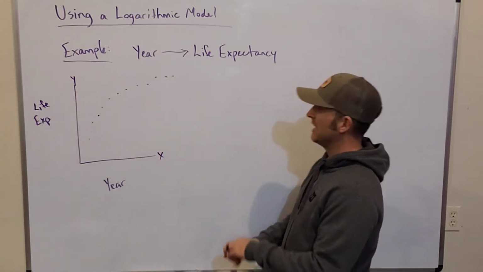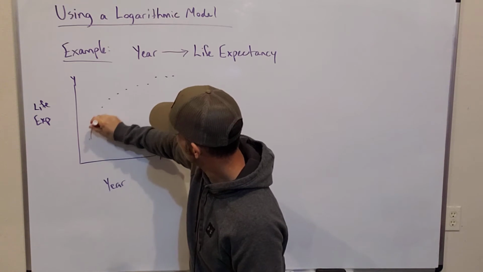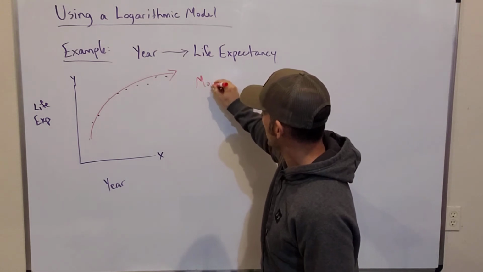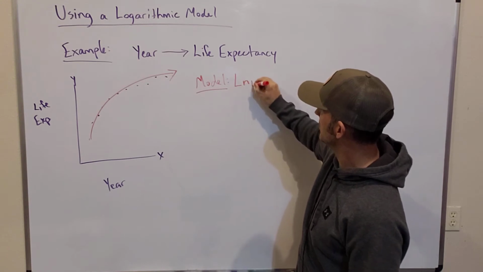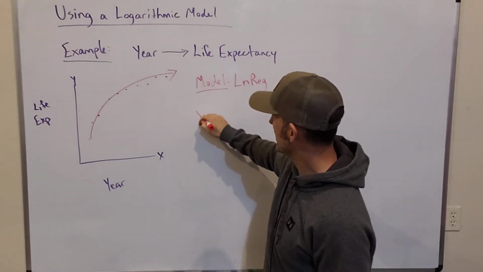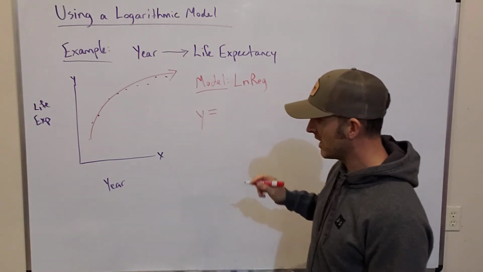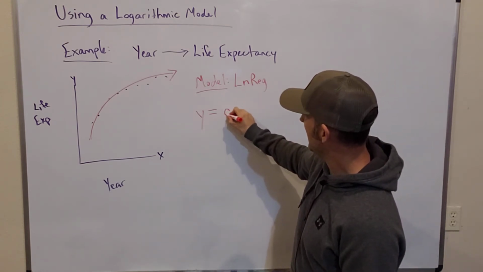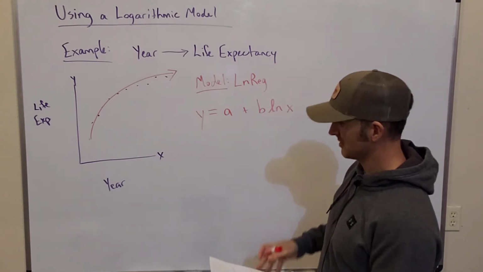If I were to look at a function or a curve that models this particular data, it might look something like this, okay? And so if you look at a model using a graphing device for a curve like this, it might be called ln-reg, for natural logarithm regression. I've already done that part where I took some data involving life expectancy, and we've got our natural log regression model to be this. It's going to be a plus b times the natural log of x.